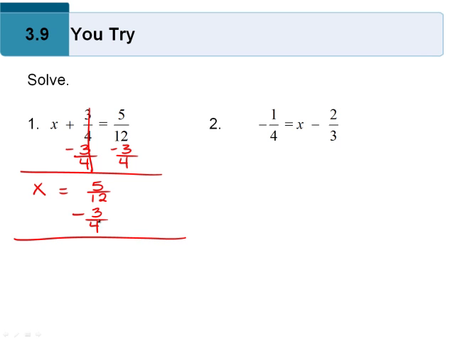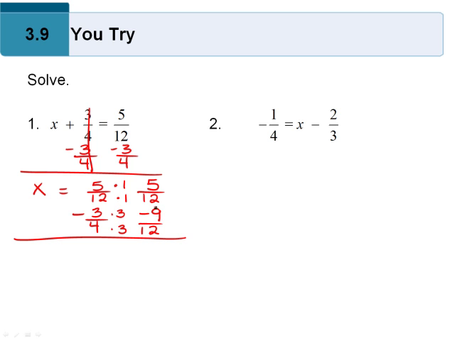So I need to get a common denominator there, which for 12 and 4 would be 12. Set that up. So 12 divided by 12 is 1. So 5 times 1, multiply the same thing on the top, would be 5. And on the bottom fraction, 12 divided by 4 is 3. So negative 3 times 3 is negative 9.